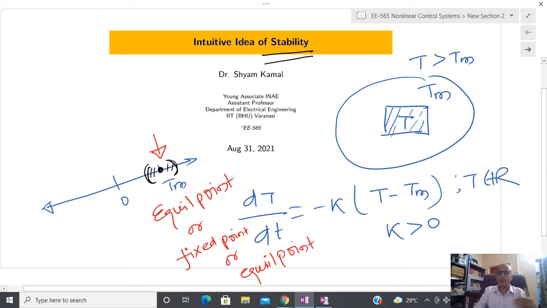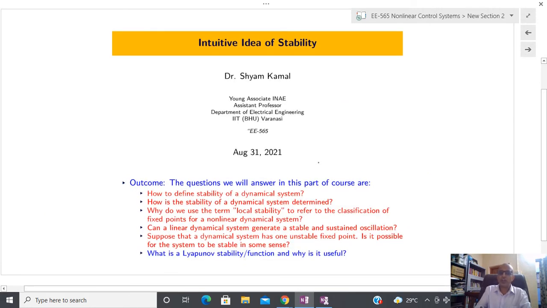point, because most of the time during several interviews, whenever I ask a student what the difference between stability and equilibrium point is, they give the same answer, but that is not the same. Due to that reason, I am going to first clarify whether you are able to understand the difference between these two. Okay, now let us try to see the outcome.